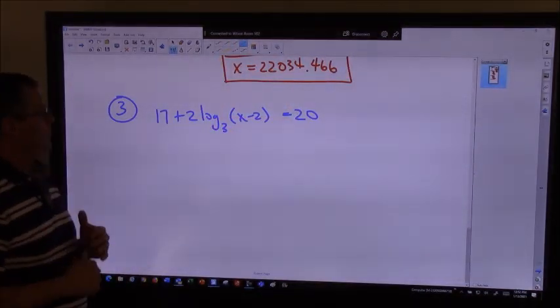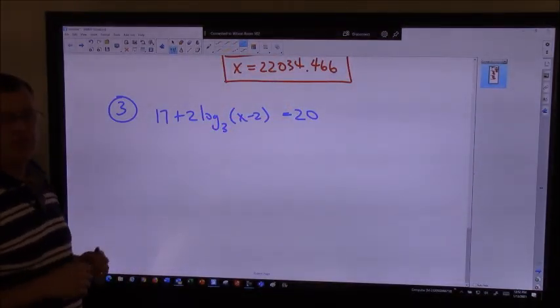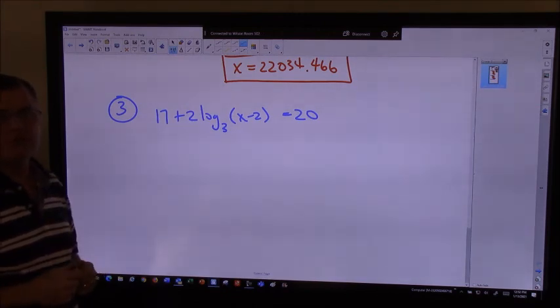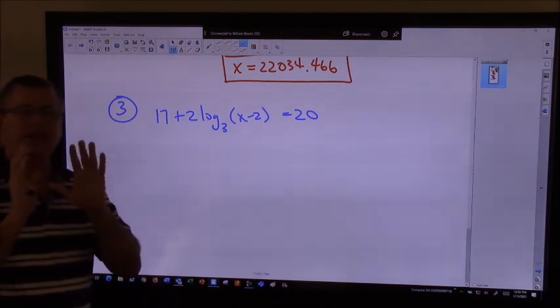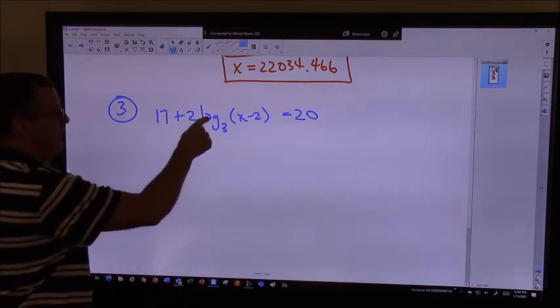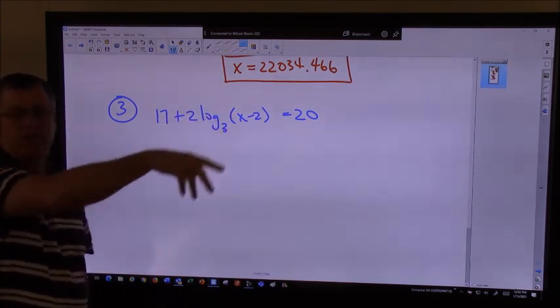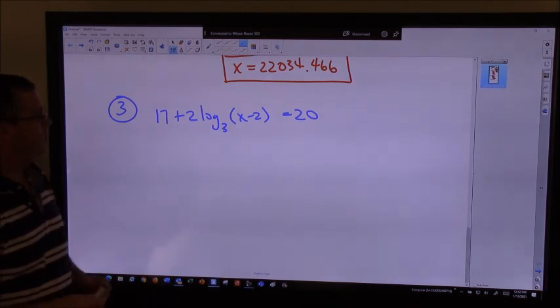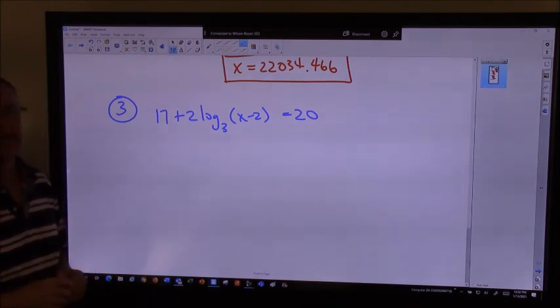All right, you guys go ahead and try this one. We need to isolate the base first, get it by itself. I'm sorry, not the base. We need to isolate the log function and whatever we're taking the log of. So I've got to get everything else to the other side, and then convert to exponential form. Okay, you guys go ahead and try it.